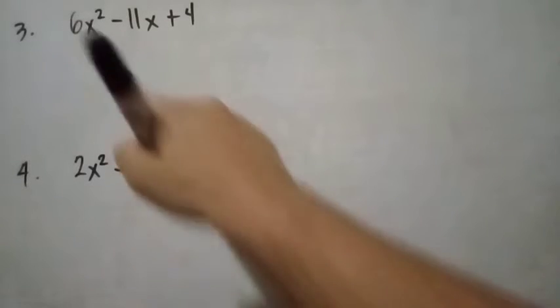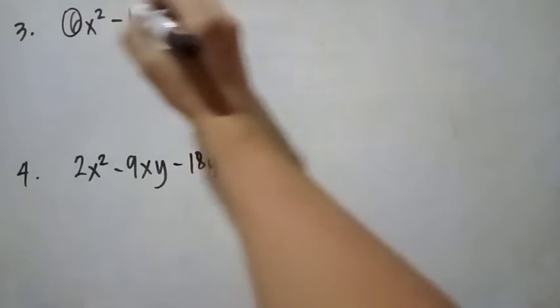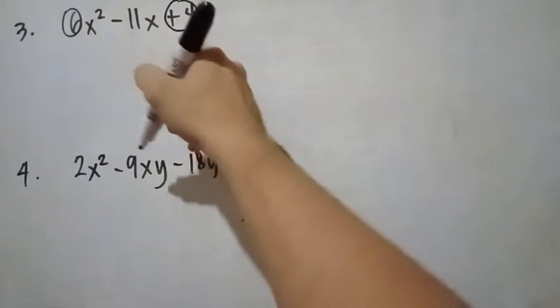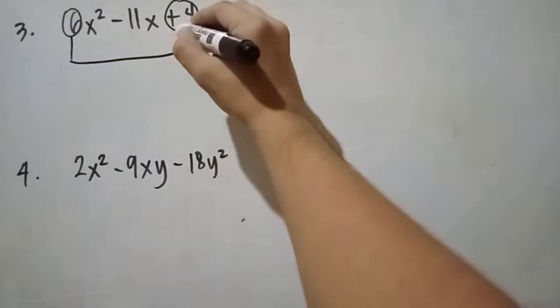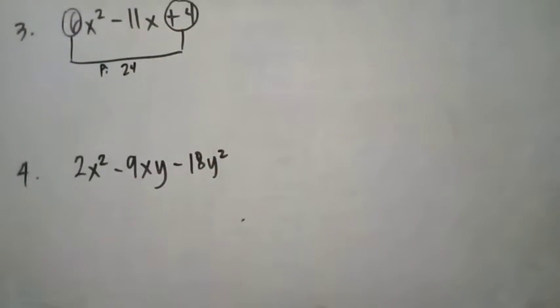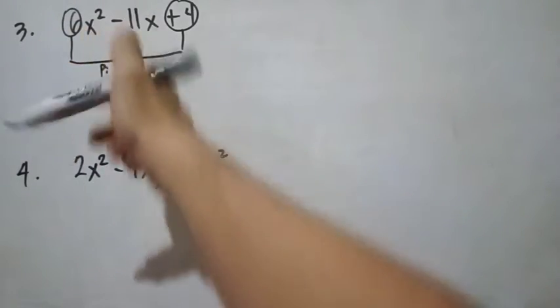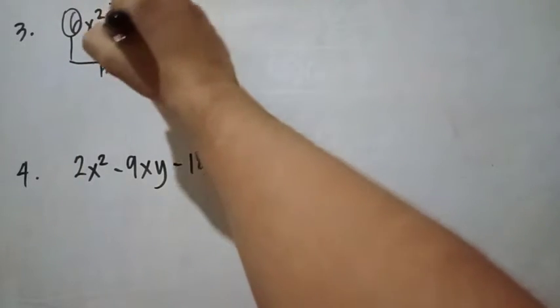Next, number 3. We have 6x squared minus 11x plus 4. So, again, gamit tayo ng AC method. Yung 6 at saka yung 4, imumultiply natin. So, that is 24. Positive 24. Yan yung product nila. Tapos, yung sum is yung coefficient ng sa gitna. So, we have negative 11.